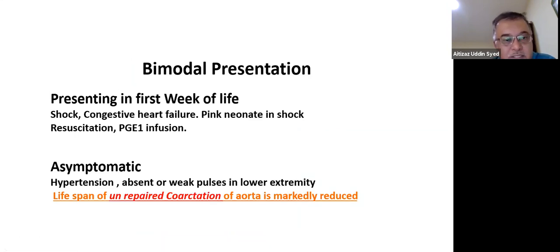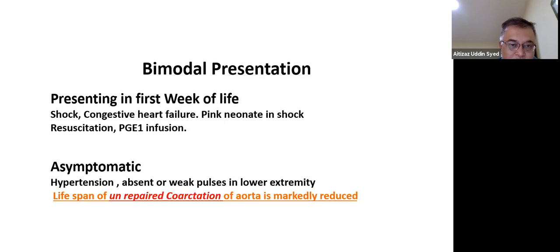Now, if there's a coarctation, then the presentation can be of two types. Like a bimodal presentation, as we call it, presenting in the first week of life, very early. The baby comes in shock and he's a pink baby. Or he can come as congestive heart failure. But usually, we have seen them presenting in the ER, a pink baby who comes in a shock-like state.